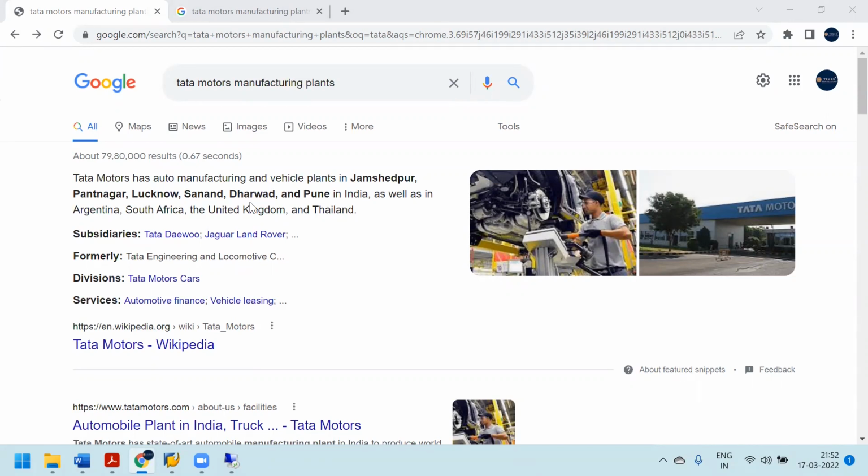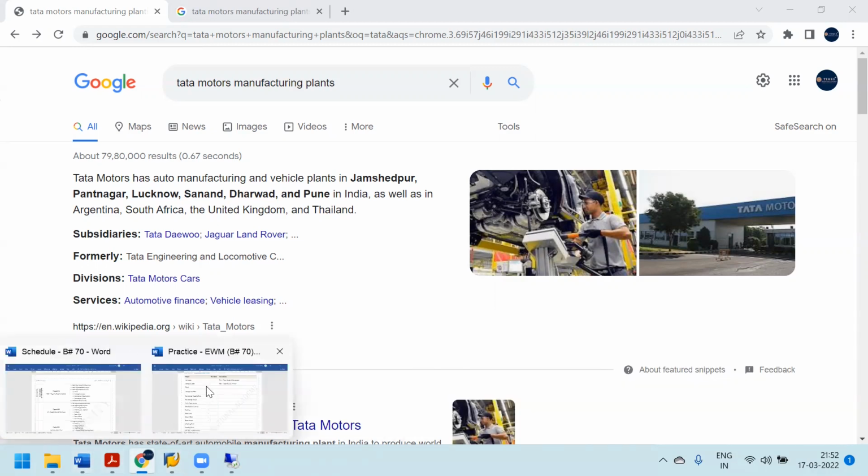Because we are considering that we are implementing SAP for Tata Motors, right? Yes. Now I want you to provide me how many plants you want to consider, because Tata Motors has 6 plants, right? At Jamshedpur, Patna, Lucknow, Pune, and all places. So, how many plants do you want me to consider in our training?